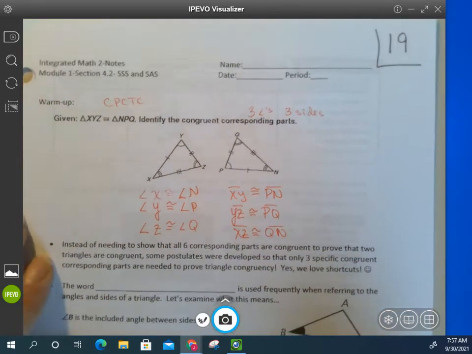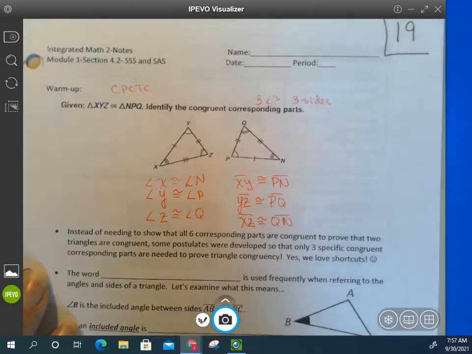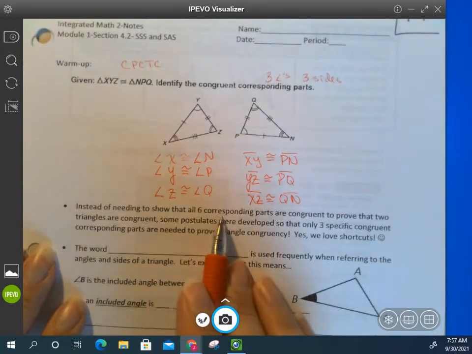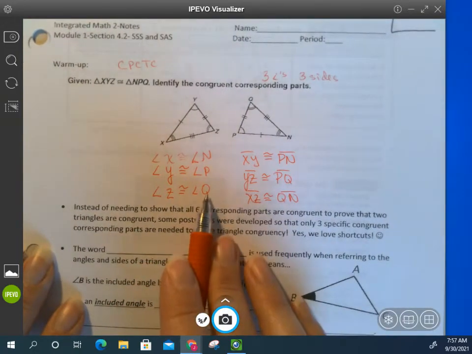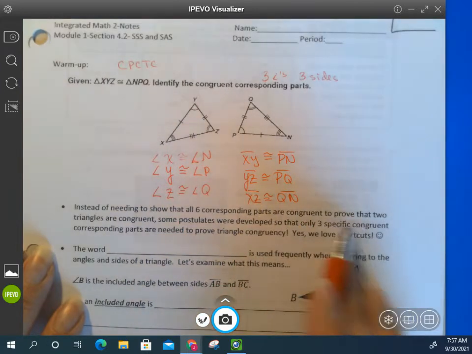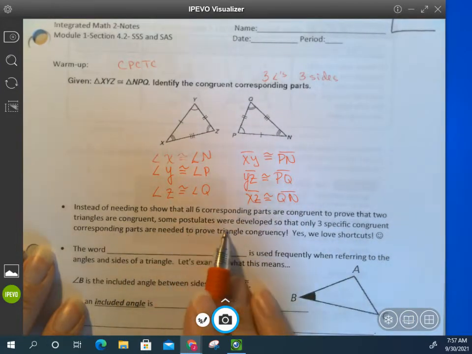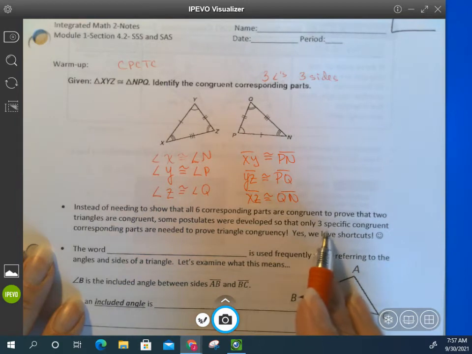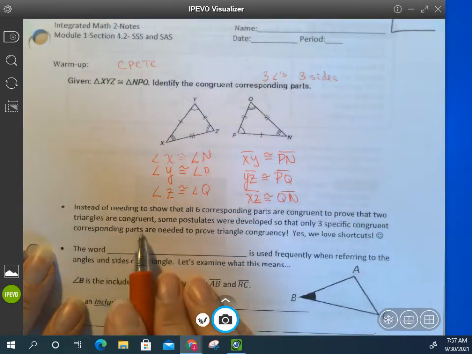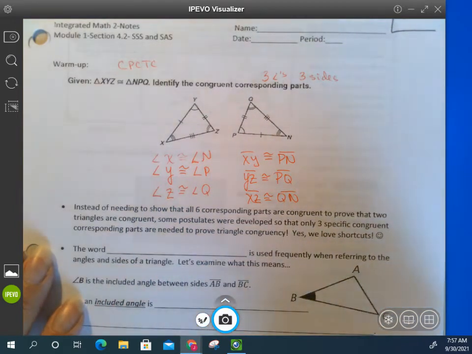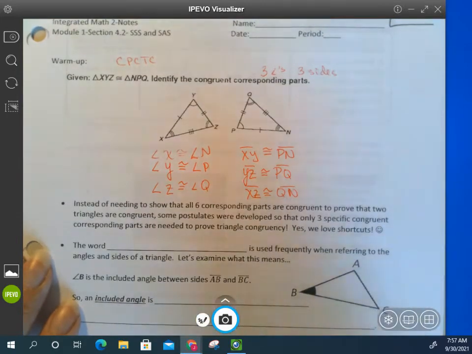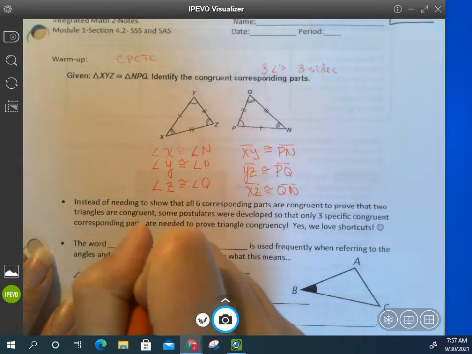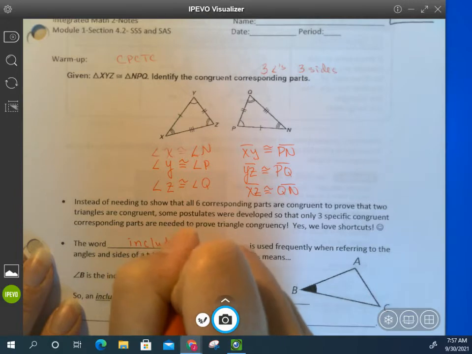Okay, so let's move on and talk about our new things today. Instead of needing to show that all 6 corresponding parts are congruent, the 3 angles and the 3 sides, to prove the triangle is congruent, we have postulates that are developed. So we only need 3 specific congruent corresponding parts, but we have to have specific ones. So the word included is going to be really important for us.